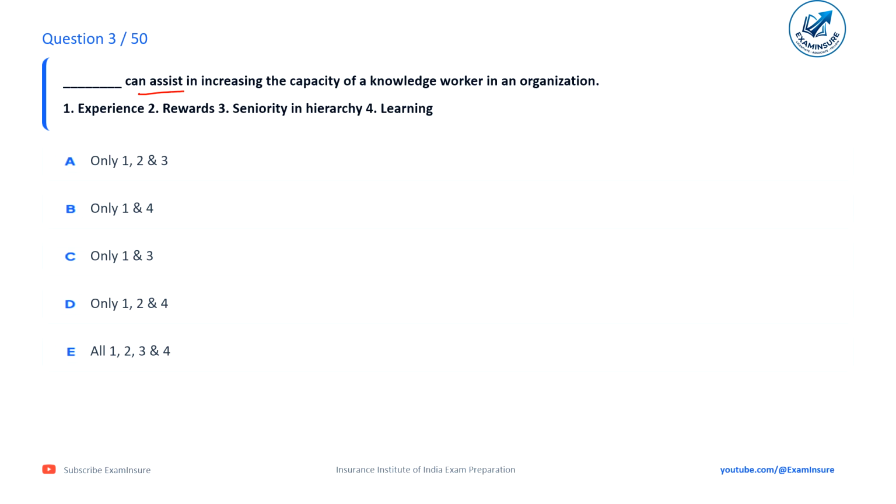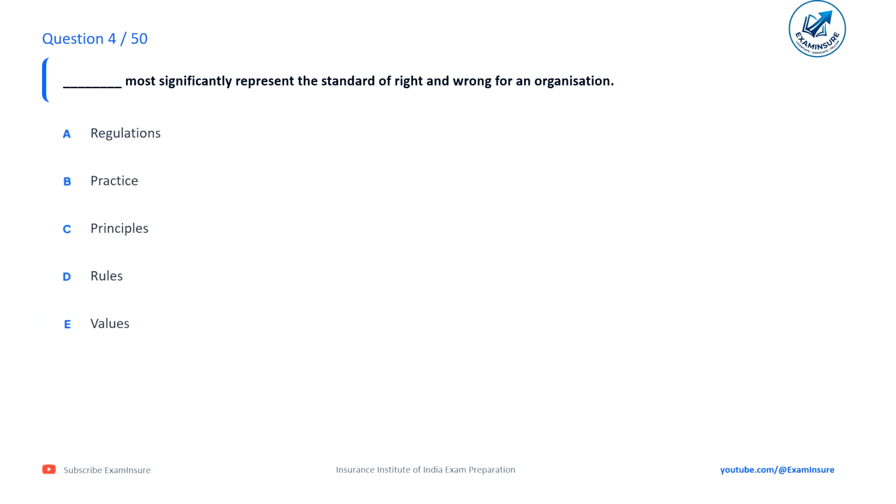Which of the following can assist in increasing the capacity of a knowledge worker in an organization? Experience, reward, seniority in hierarchy and learning. So here the correct answer is only 1 and 4, which means experience and learning can assist in increasing the capacity of the knowledge worker in an organization.